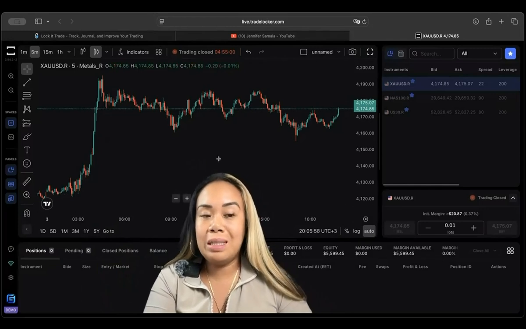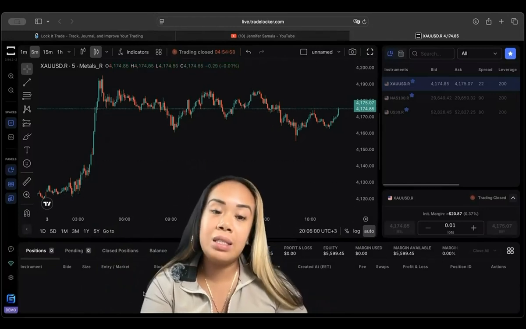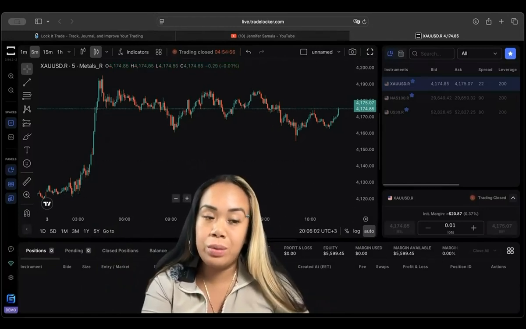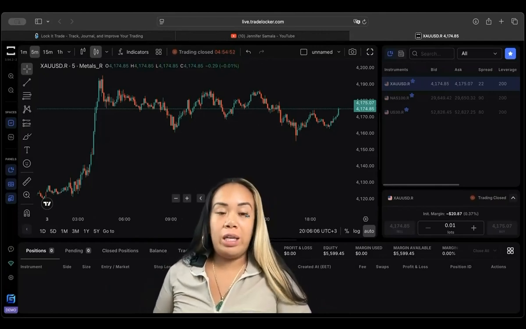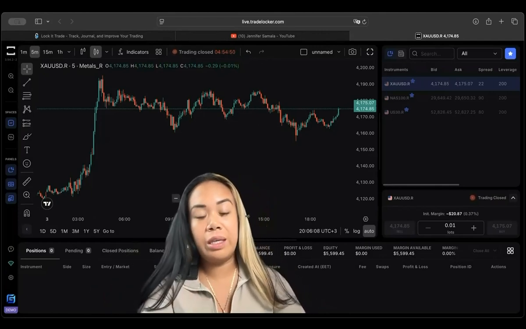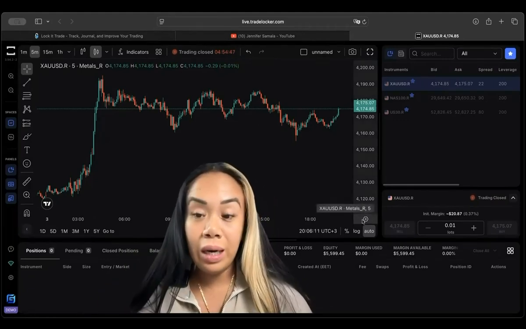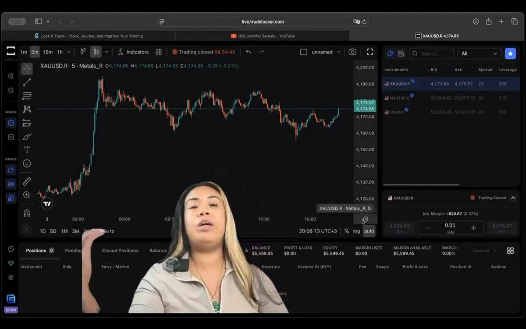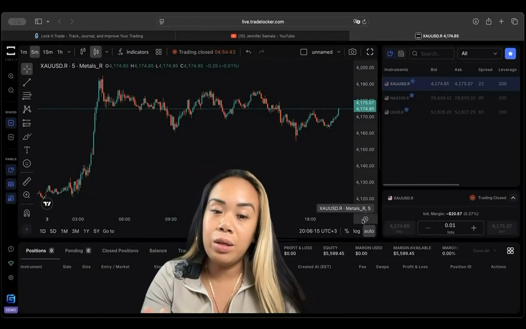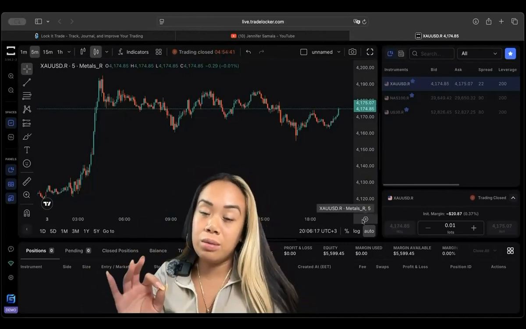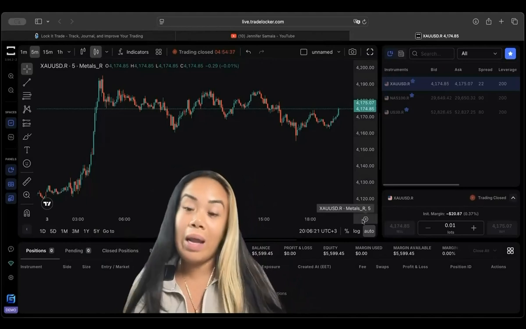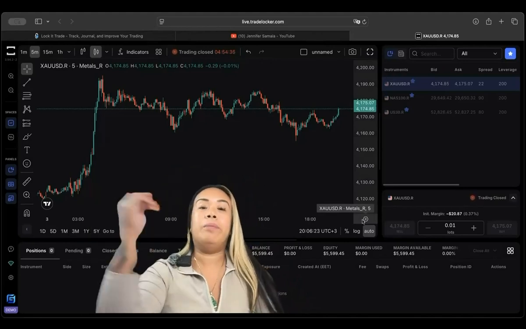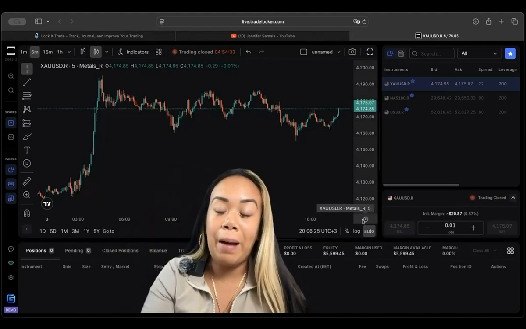So first and foremost, as a beginner, you guys always have to use a demo account. A demo account is also called paper trading, practice account, whatever it is that you call it. It's an account where you're not using real money. You guys want to be able to practice on these things to make sure that you know what to do and what not to do when it actually comes to a live account. But anyways, let's go ahead and dive into the patterns.